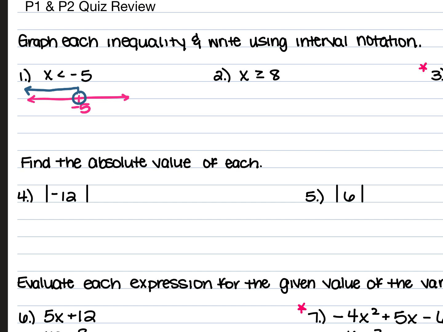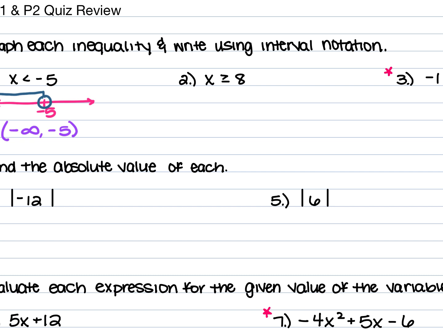Now write your interval notation based off of your number line. Look at the numbers that are covered by the line that you drew over the number line. The lowest number that this goes to is -infinity. The highest that it goes to, where your circle is, is -5. That -infinity automatically gets parentheses. The -5, because the circle is open, will also get parentheses. That's it. So number line, interval notation.